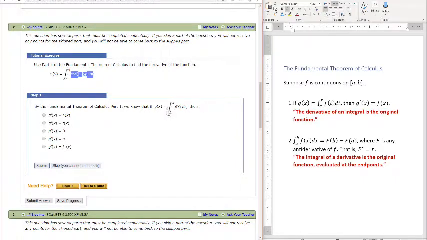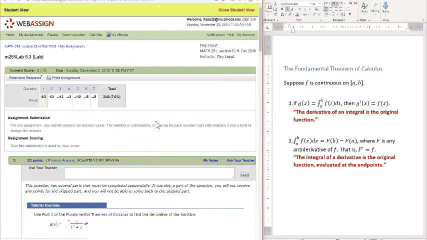So again, the fundamental theorem of calculus tells us that the derivative of g of x is going to be the original function f evaluated at the variable x. So g prime of x is equal to little f of x, restating the fundamental theorem of calculus.